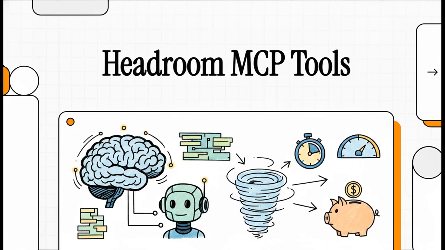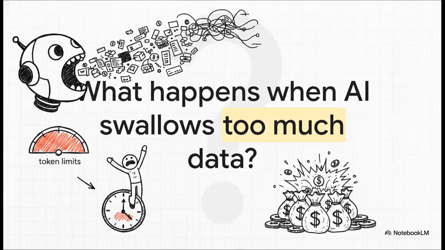Welcome to The Explainer. Today, we are tackling one of the absolute biggest headaches modern developers face when working with AI. If you've been dealing with massive logs and hitting a brick wall with context limits, you are definitely in the right place. Today, we're looking at Headroom MCP. This tool is really stepping up as the hero for developers who want their AI assistants to run faster, smarter, and way more cost-effectively.